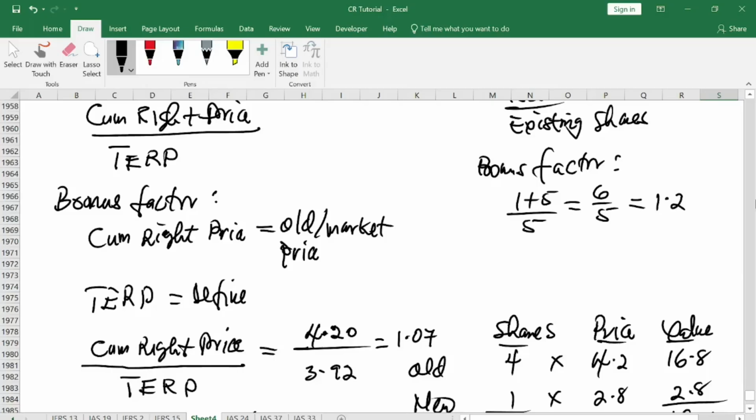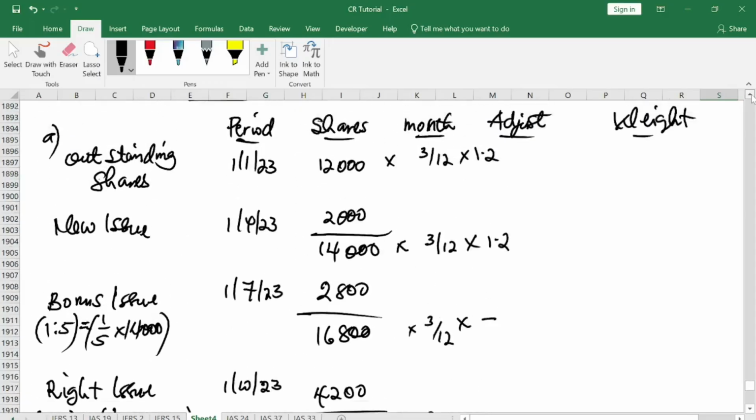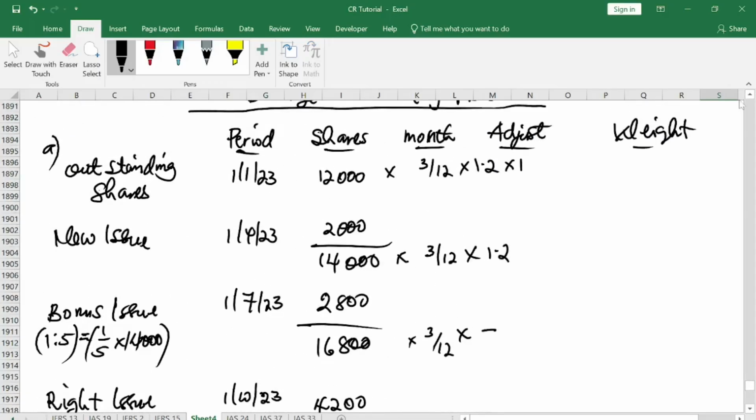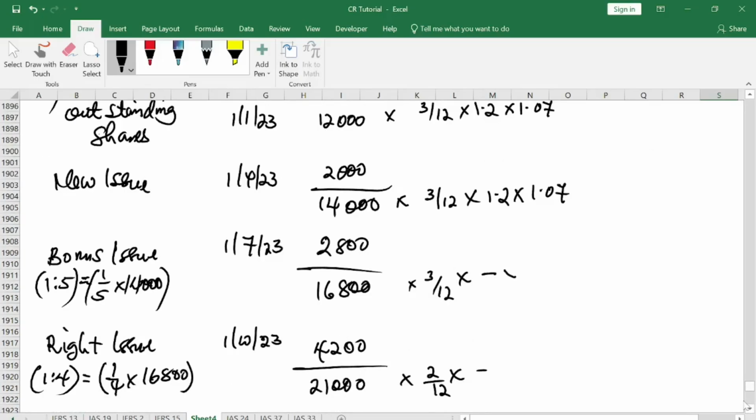1.07. Okay, let us do the adjustments. You will start from here. You will multiply 1.07 first outstanding times 1.07, right? Good. Then you will also multiply by this one, which has what? Bonus issue. You understand? You are multiplying it because it is not a rights issue. But this one is a rights issue, so you are multiplying it because it is a rights issue, but not a bonus issue.